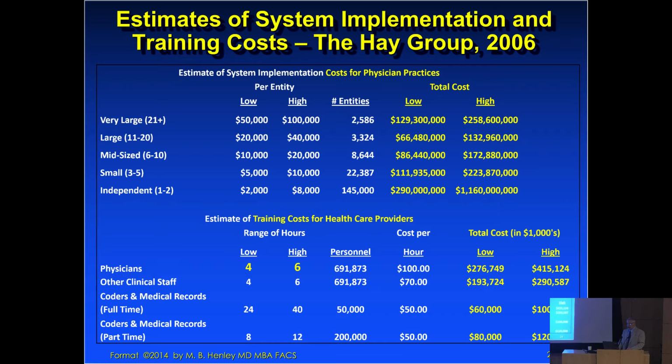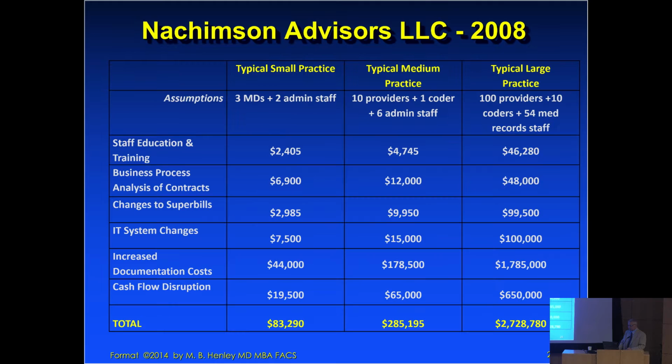As far as time for physicians, I know this is a very busy slide, but this is one of the estimates of cost back in 2006 from the Hay Group. The big thing I want to show you here is that they predicted physicians will require somewhere between 4 to 6 hours of training. Newer data suggests that may be higher, and especially for orthopedics.